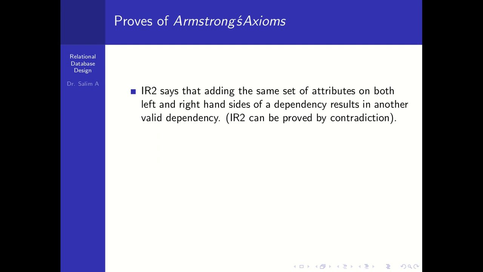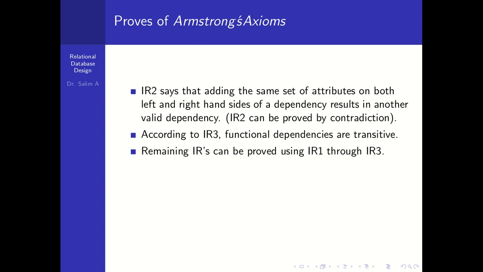IR2 says that adding the same set of attributes on both the left and right side of a dependency results in another valid functional dependency. That is, if X determines Y, then you add a third attribute Z on the left as well as the right, and it results in a valid functional dependency. That can be proved by contradiction. According to IR3, functional dependency is transitive. That is, if X determines Y and Y determines Z, then X determines Z. That is what the transitive rule says.